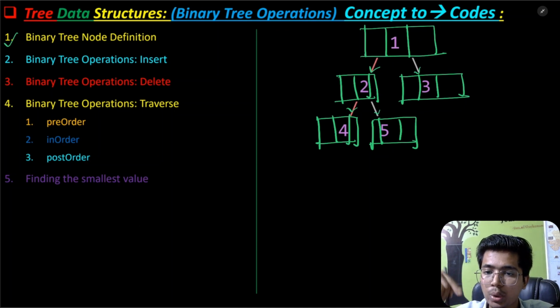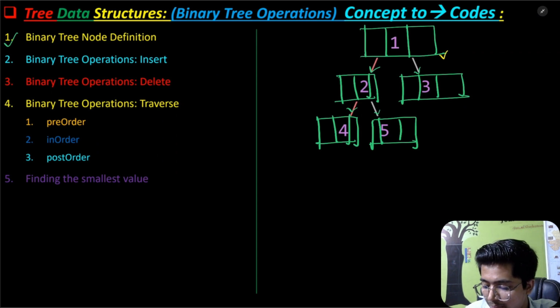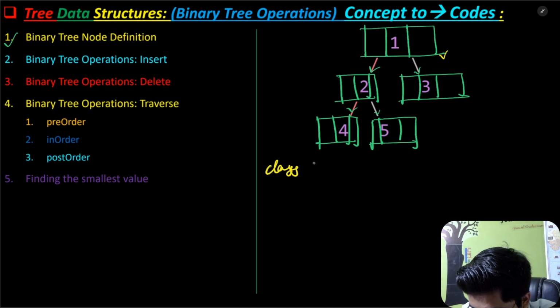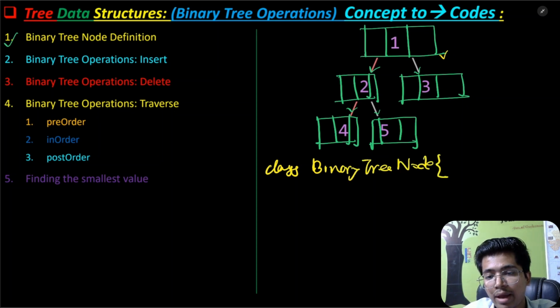To represent or create any type of data structure, we have to write a class. So for creating any data structure, first we create a class. Let's name it the binary tree node class. So we'll be calling it class BinaryTreeNode. When creating a class, we always have to remember: first we create the class, then we declare the variables.